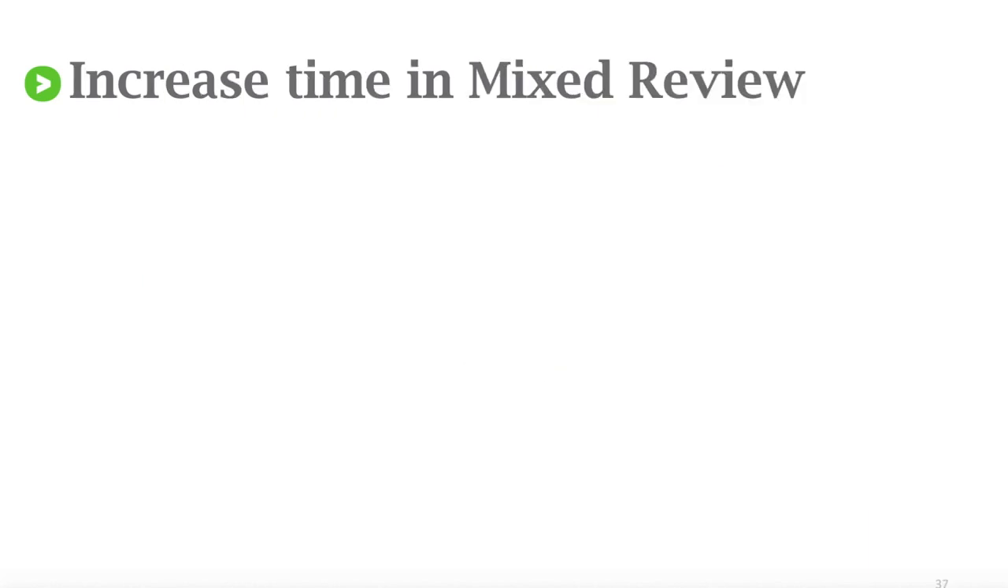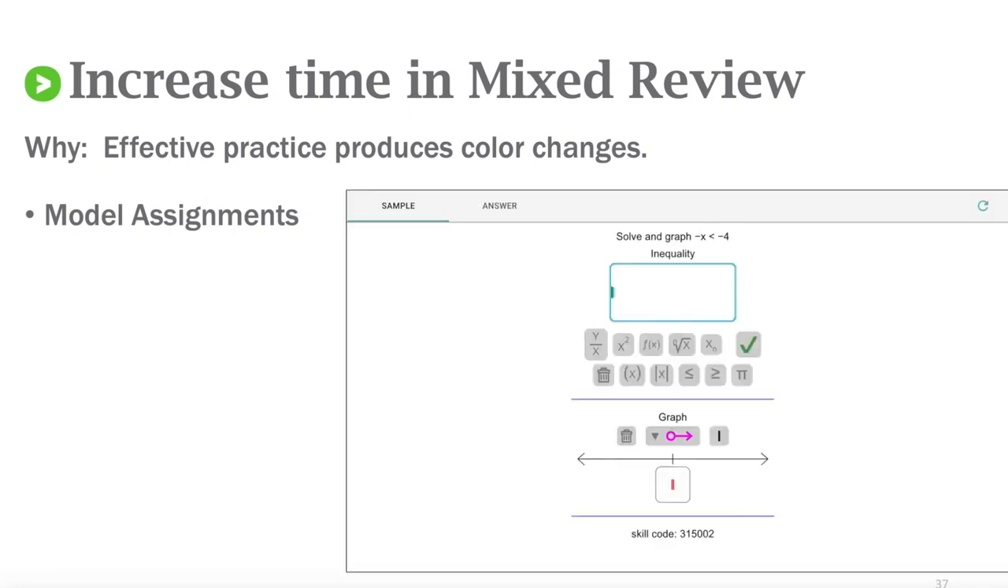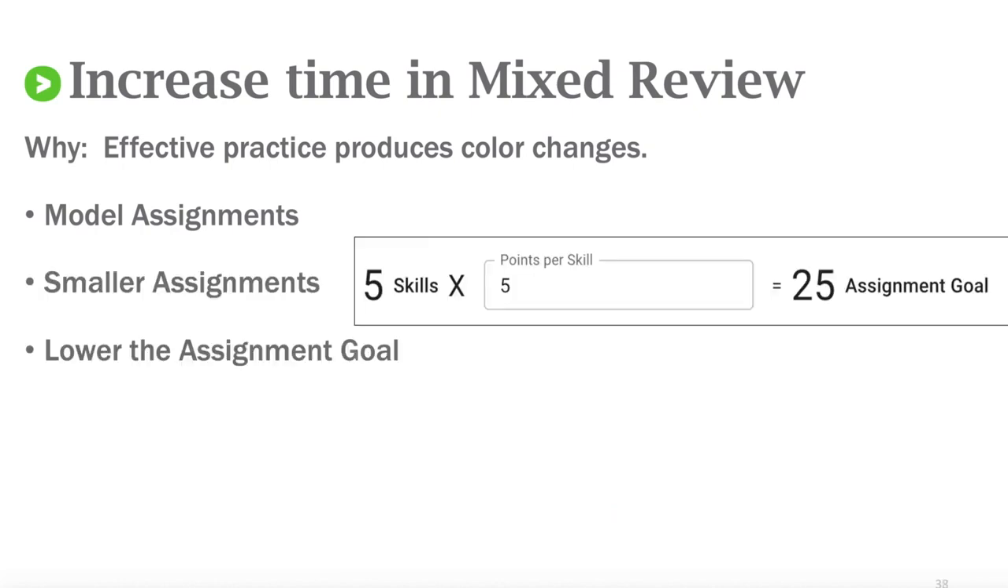So let's talk about increased time in mixed review. We want that to happen so students receive effective practice that's going to produce color changes. How can we do that? Number one would be model assignments. Have your teachers model the problems for students and actually show them the answer. By doing this, that is going to free up time where students are asking questions about input methods and allow them to spend more time in the mixed review environment.